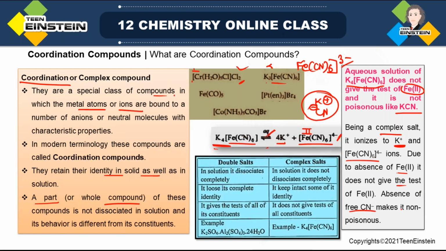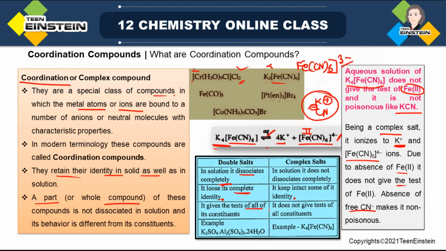Now the main points for difference between these two. In solution, a double salt dissociates completely. That we have seen in the previous slide. But a complex salt doesn't dissociate completely. It loses its complete identity, but it keeps intact some of its identity. So that is why it is mentioned, retain their identity.